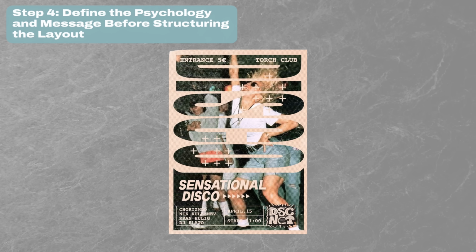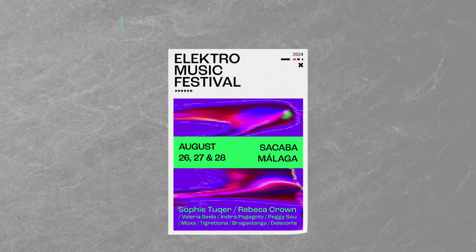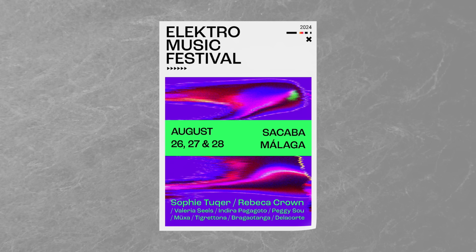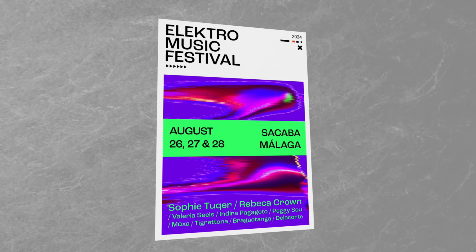For example, if the goal is to create excitement, you'll need dynamic visuals and a layout that grabs attention immediately. If clarity is the key, such as ensuring people know when and where to go for the event, your structure should prioritize readability. We now want to do something very clever, and that is to build a layout around the psychology and the intention. So let's take the music festival poster as an example again.